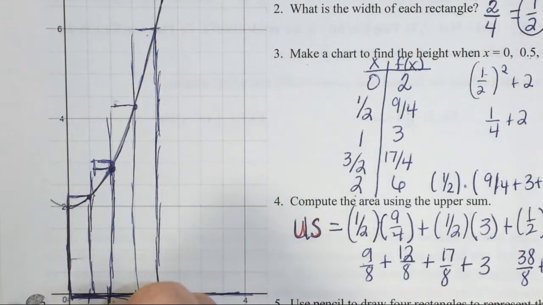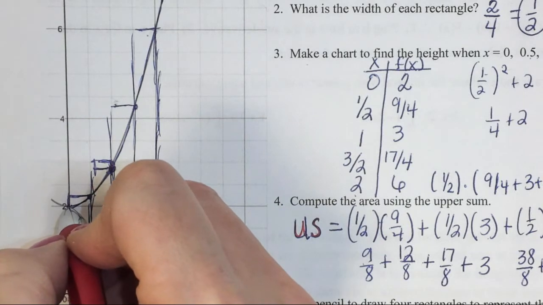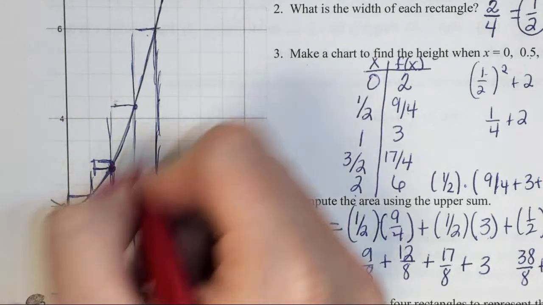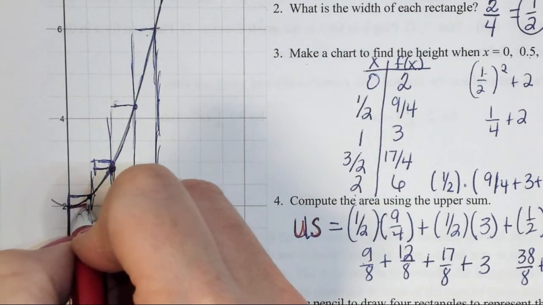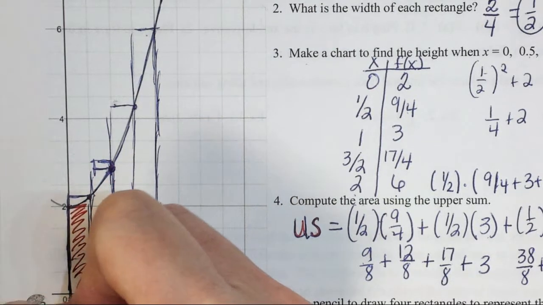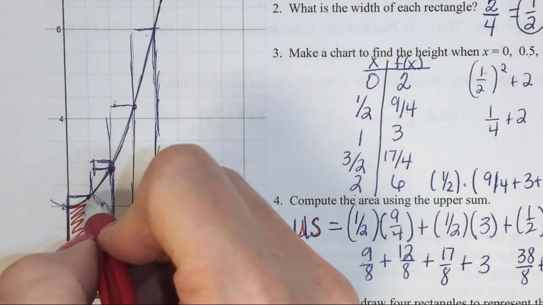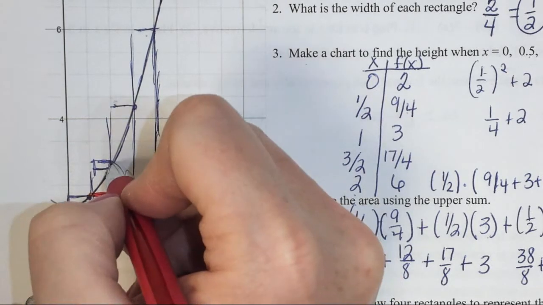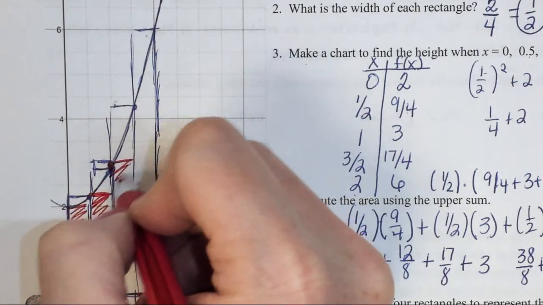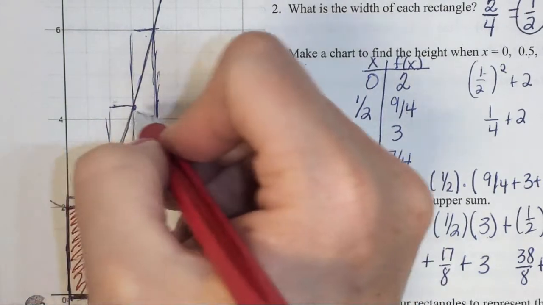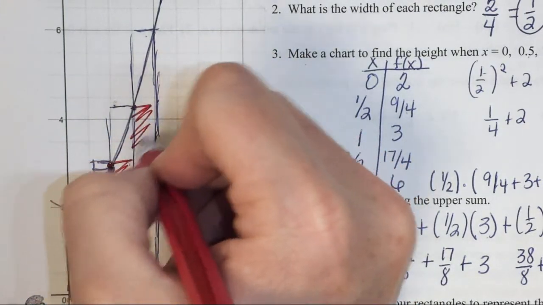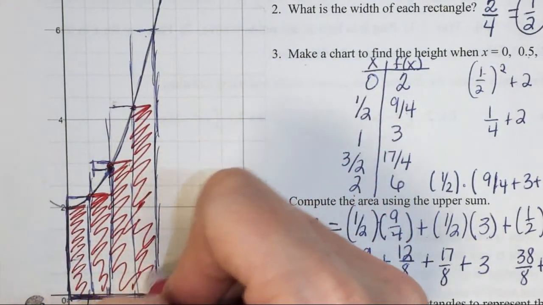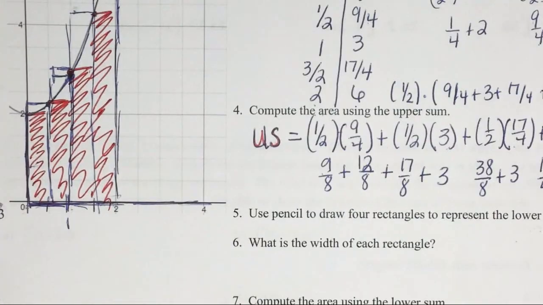So looking at our first rectangle, I'm going to use my first point because I have to stay below the curve. So here would be my first rectangle. I have to use this point to be below it, this point, and this point. So my lower sum is going to give me an underestimate of that area.